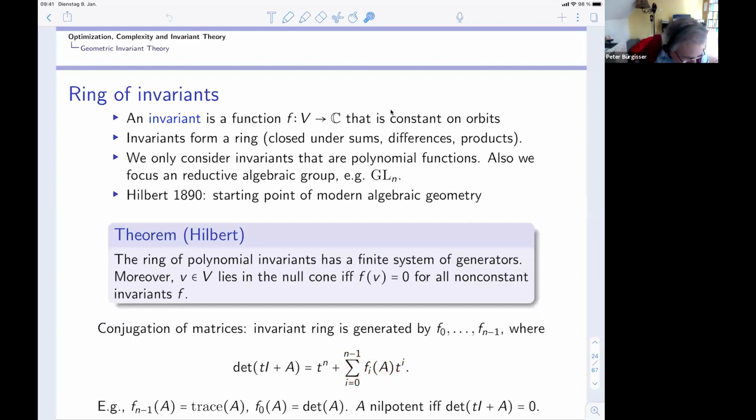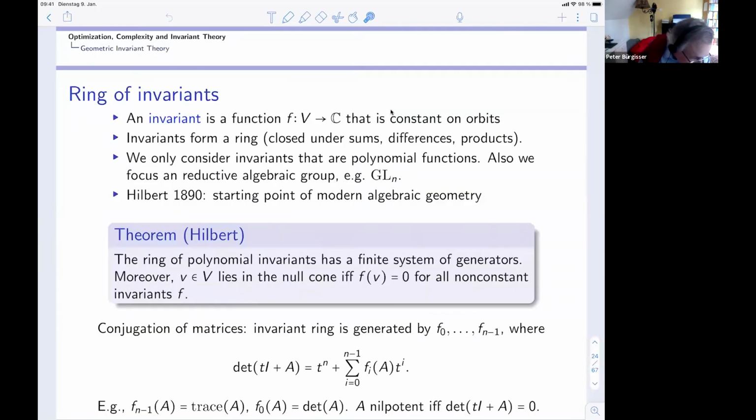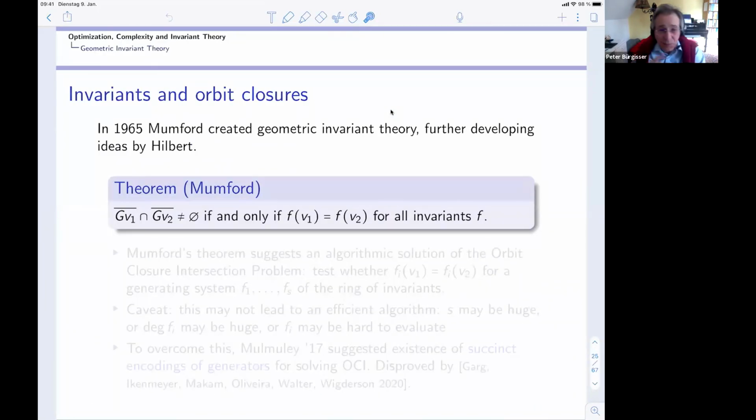Everybody knows this for conjugation of one matrix, but what happens in general? I'm going too fast. There's another thing I wanted to tell you, which is important. Geometric invariant theory: there was an important development in a paper by David Mumford in 1965. He further developed this theory and created geometric invariant theory. And one of the things he proved was this.